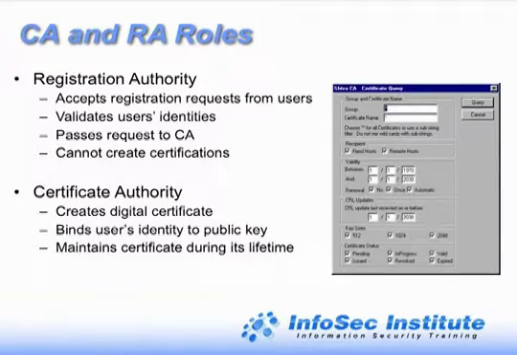If you're going through places like Thawte or VeriSign, a lot of times the Registration Authority is just the website where you put in information and then it contacts the third party and validates it through there. But this right here cannot create certificates. It just validates the identity. Then there's the Certificate Authority. These create digital certificates. These bind users' identity, validated by the Registration Authority, to a public key and maintain the certificate through its lifetime.